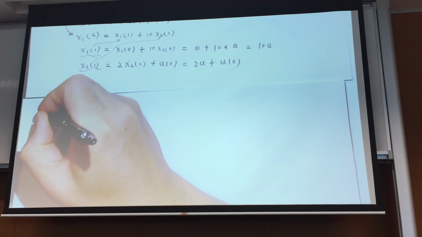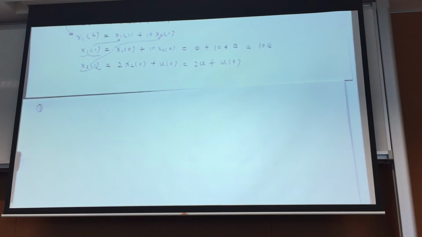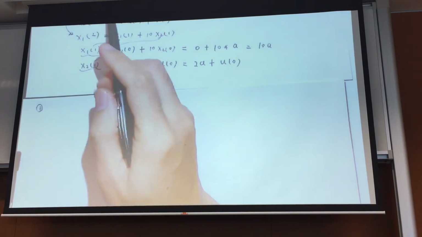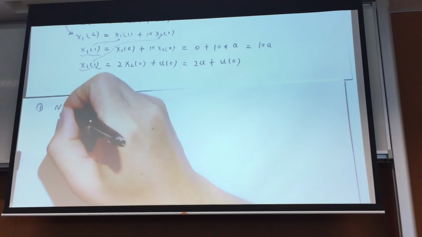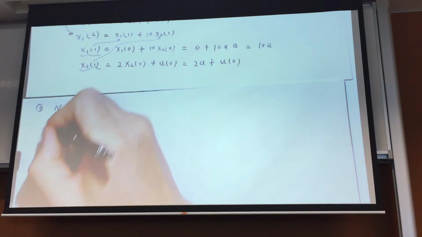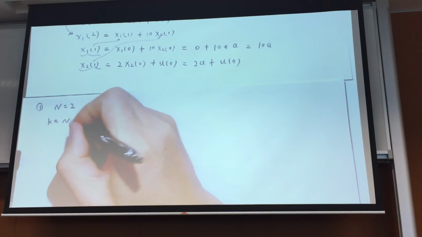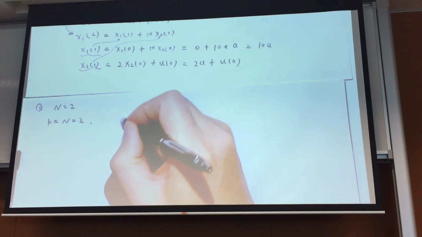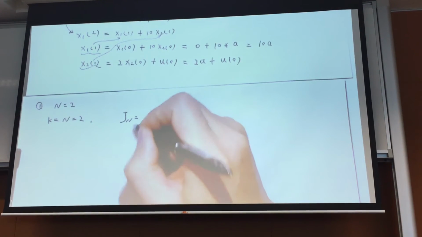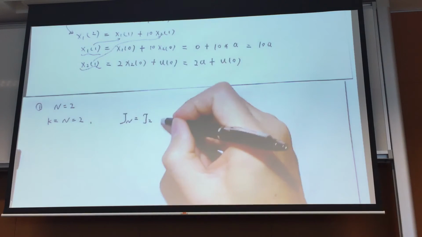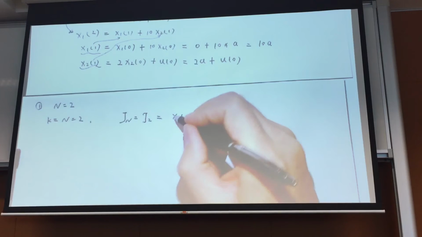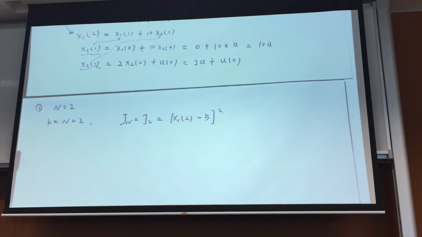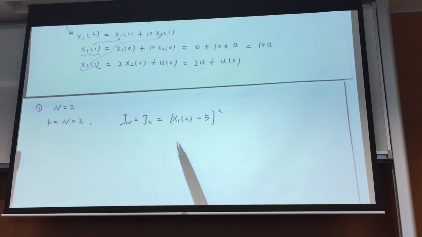Then we can establish the dynamic equation. So in the dynamic programming algorithm, from the cost function, we know n equals 2. So for k equal to n equal to 2, we have J_n equal to J_2, that's given by (x_1^2 - 5)^2.